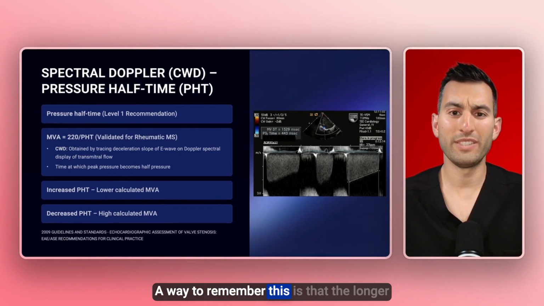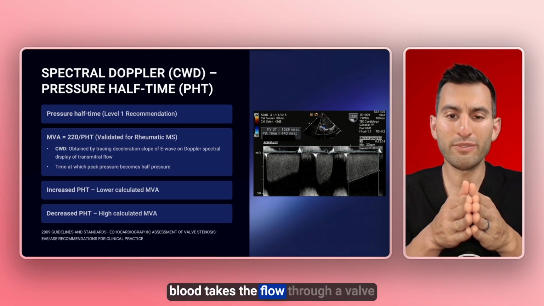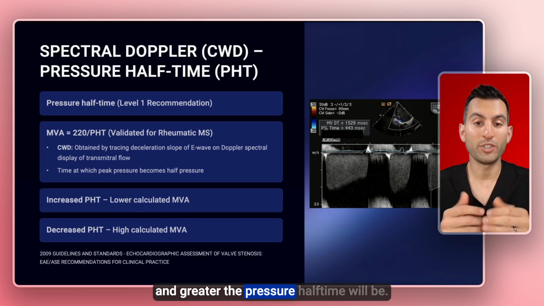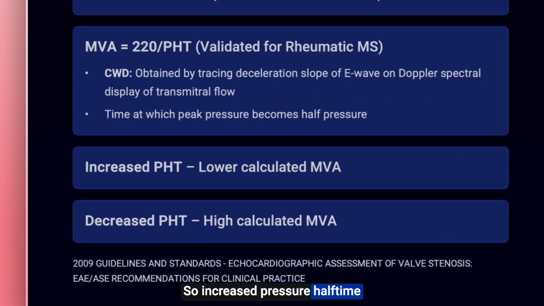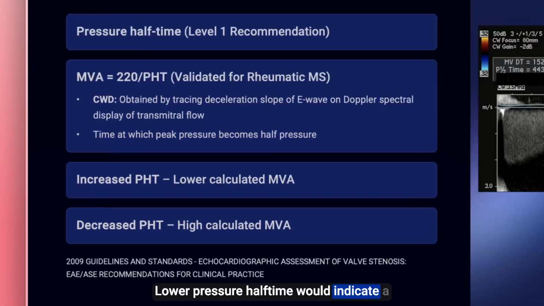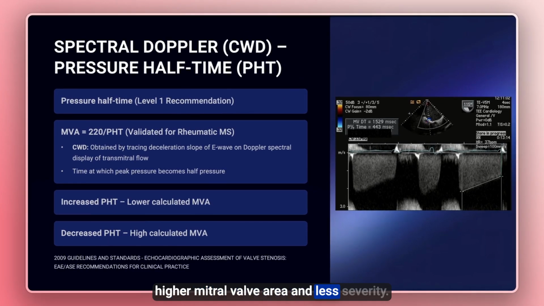And a way to remember this is that the longer blood takes to flow through a valve, because it's more stenotic, the longer and greater the pressure half-time will be. So increased pressure half-time is a lower mitral valve area. Lower pressure half-time would indicate a higher mitral valve area and less severity.